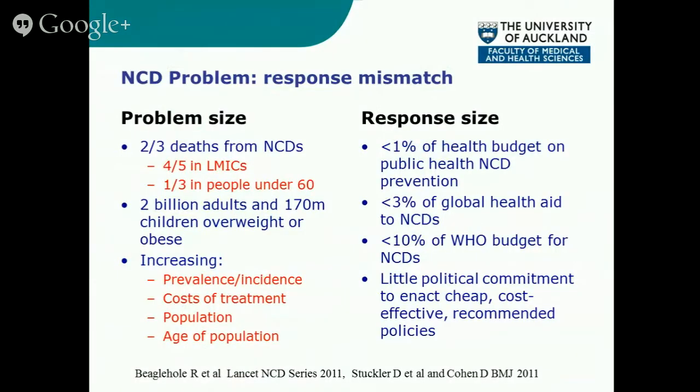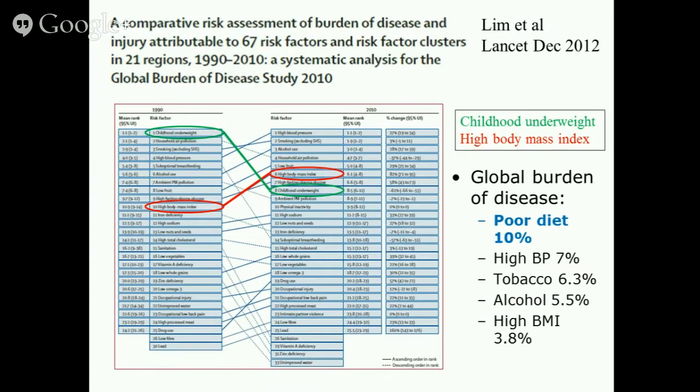So everyone is aware, of course, of the enormous burden posed by obesity and NCDs, especially also in low and middle income countries. And there's currently also an enormous response mismatch, so less than 1% of the health budget in general is spent for NCD prevention. Most recent estimates from the Global Burden of Disease studies have shown the increased contribution of the nutrition-related risk factors to the global burden of disease. So currently poor diet contributes 10% compared to tobacco at about 6%.